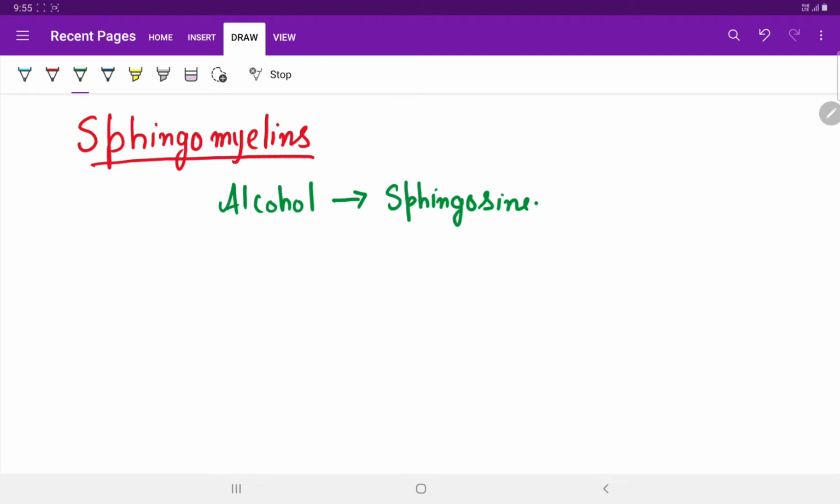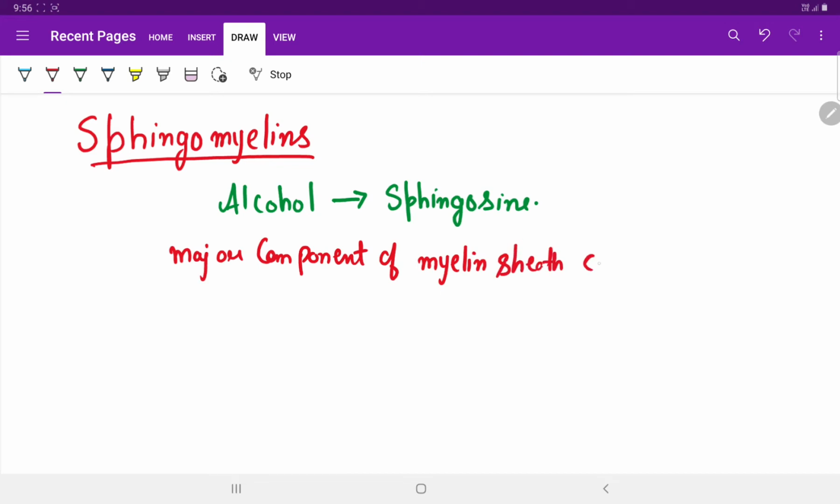These membrane lipids are the major component of the myelin sheath surrounding the nerve fibers. So I hope you all remember the structure of a neuron. In the body of the neuron there is a covering of myelin known as the myelin sheath. In the myelin sheath the major components are sphingomyelins, covering the nerve fibers.